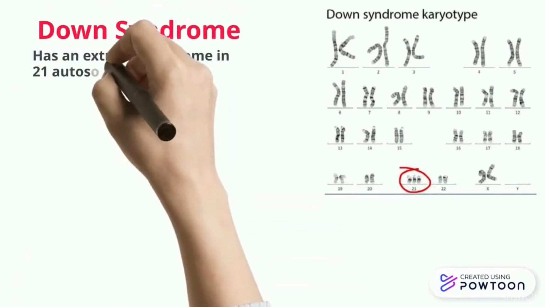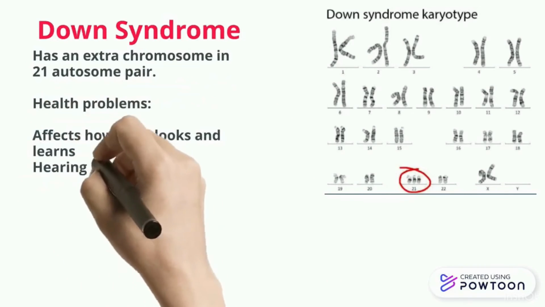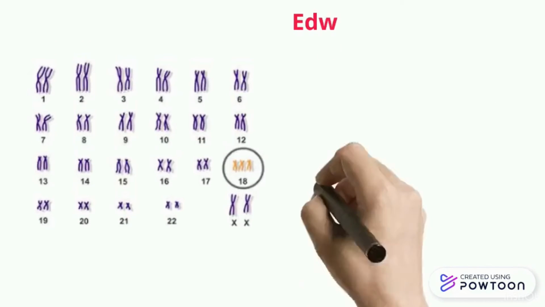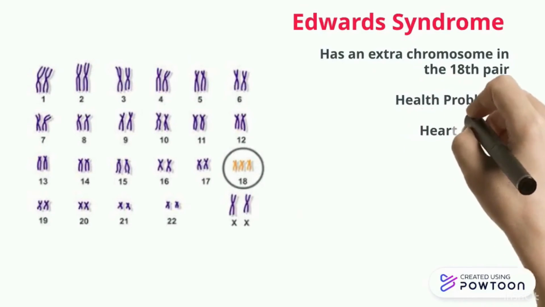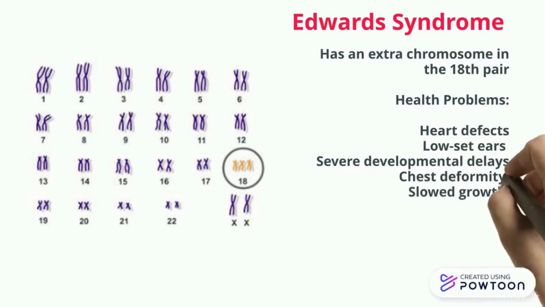Down syndrome is when a baby has an extra 21st chromosome. Some symptoms of this syndrome are how the baby looks and learns, loss of hearing, heart problems that are present at birth, and eye infections. Edwards syndrome is when a baby has an extra 18th chromosome. These babies usually have many problems and most don't live longer than a year. Heart defects, low set ears, and slowed growth are some of the symptoms.